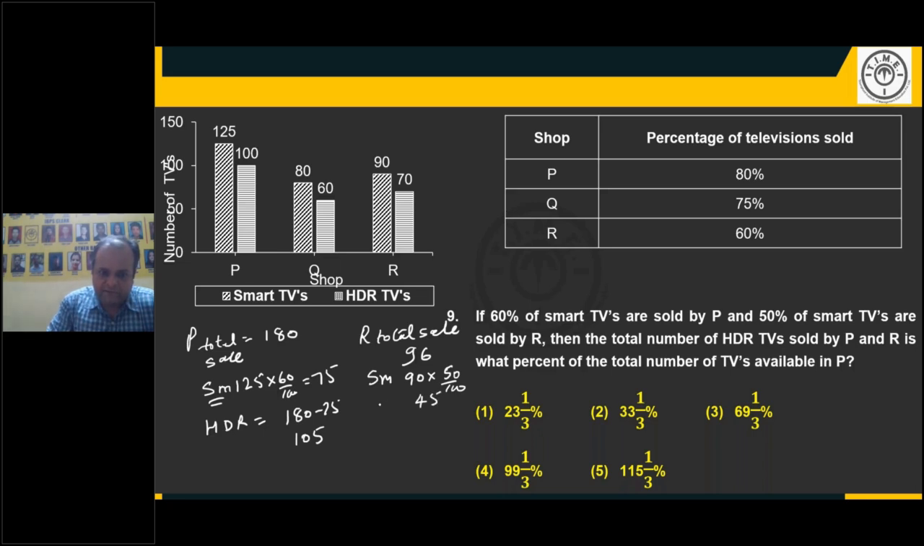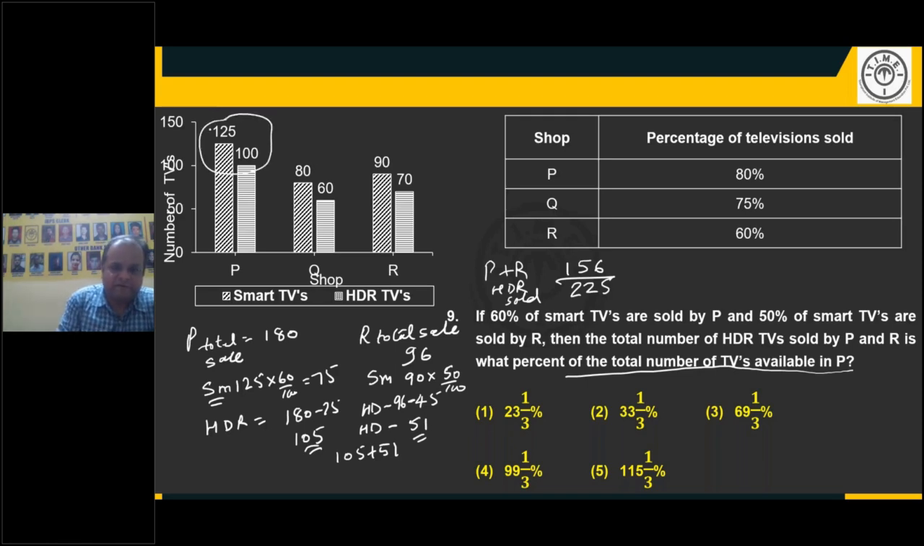So for HDR, we would find out by subtracting 96 minus 45. So HDR TV sold by R would be 51. Now the total of HDR TV sold by P and R would be 105 plus 51. That is 156. This is the total P and R HDR TV sold. And we have been asked, this is what percent of the total number of TVs available with P, not the sold, but the available, that is upon 225, because total available with P is 225, right?